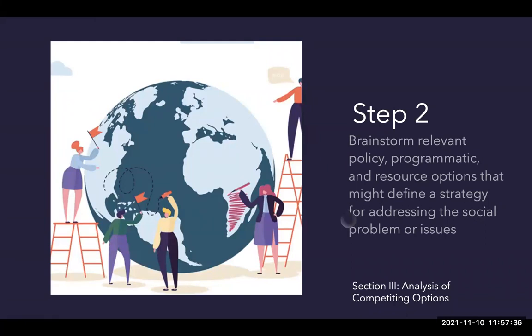So step 2 focuses on brainstorming relevant policy, programmatic, and resource options that may define a strategy for addressing the social problem or issue. So this goes with section 3 of your capstone analysis assignment, which focuses on analysis of competing options. Policy advocates use research and theory to develop options that appear promising for addressing or solving the specific social problem. So this is step number 2 that focuses on identifying different possible solutions.